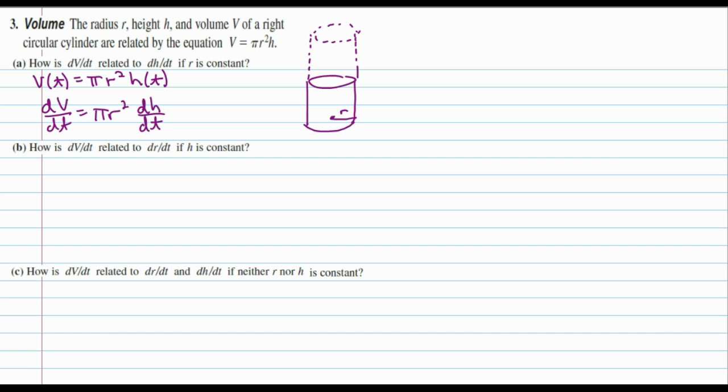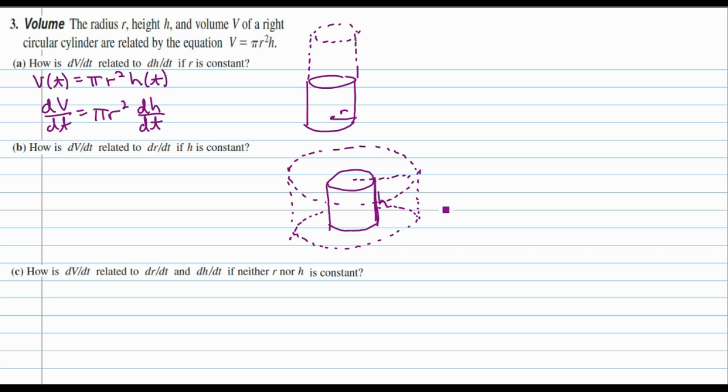Now in part B, it's asking us to find the relationship of the rates dv dt and dr dt if h is constant. So the height of this circular cylinder would stay the same, but the radius is going to grow, and therefore so is the volume. Now I'm not the world's best artist, but hopefully that looks something like a flat donut. So the height is staying the same the whole time, but the radius is growing.